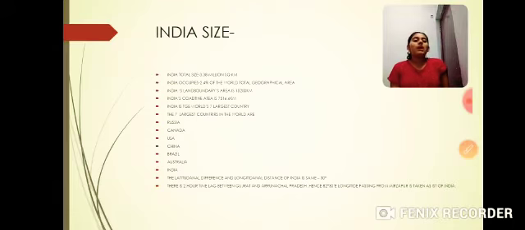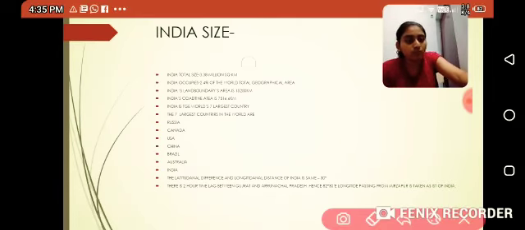So now, the total size of India is 3.28 million square kilometers. Remember this. And how much percentage of land is it occupying of the world's geography?